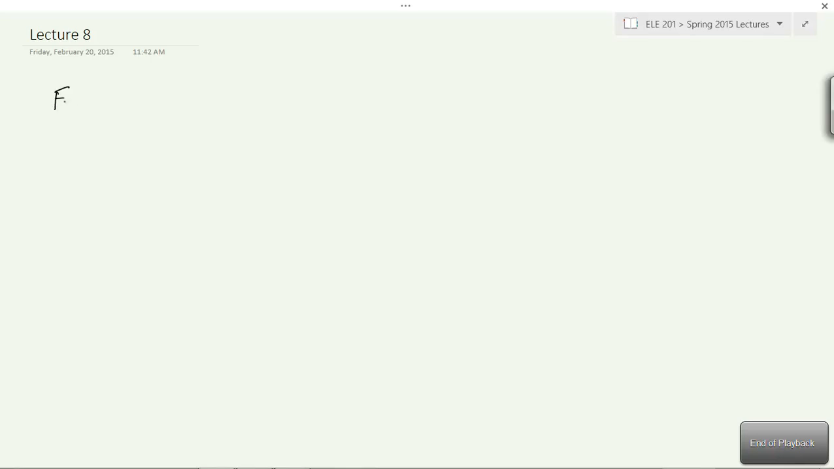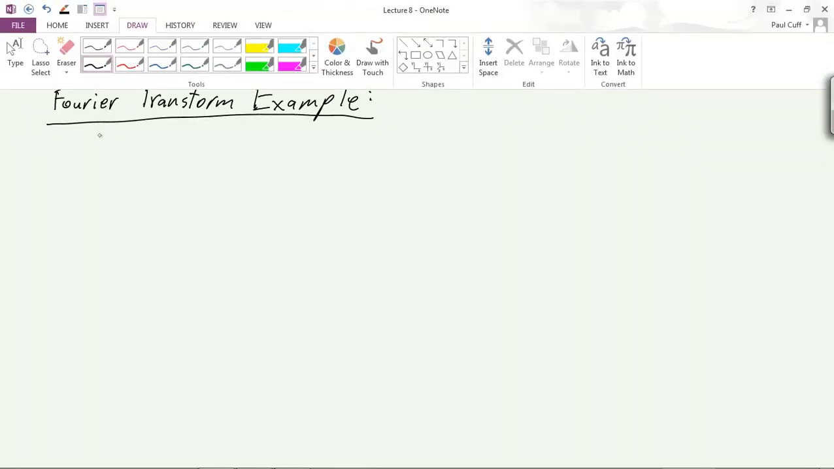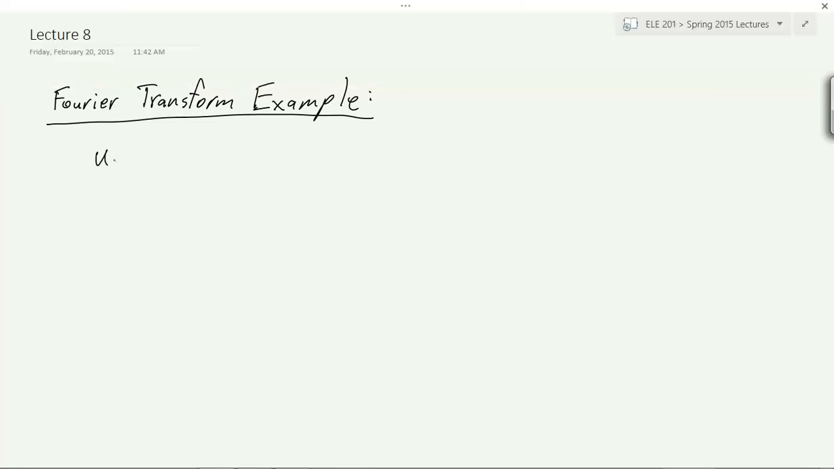Let's start with a Fourier transform example. So at the end of the last lecture, we got the formula for the continuous time Fourier transform. And the first thing I want to do here is give you a couple of definitions for useful functions that we'll be using in this course.